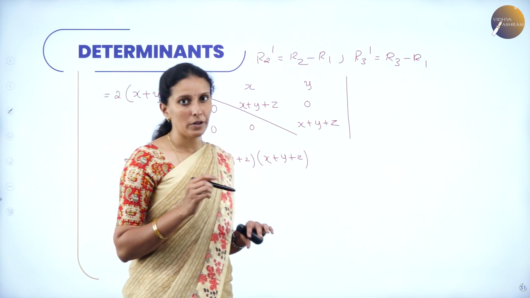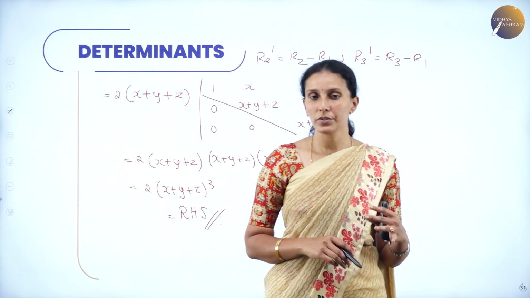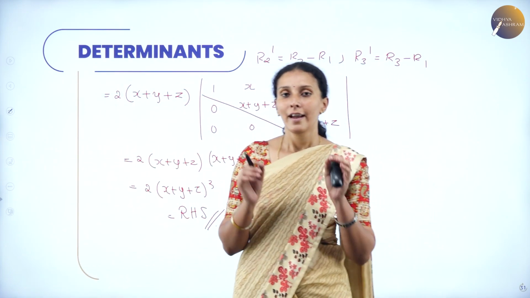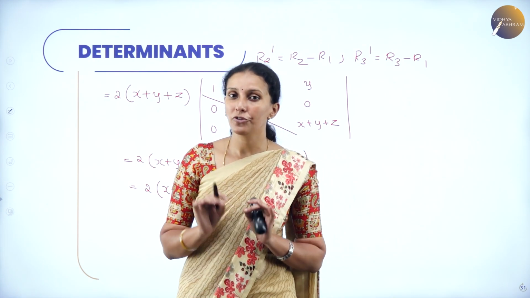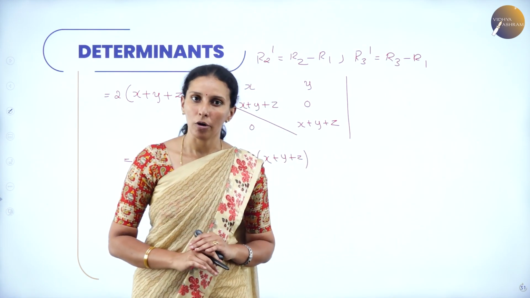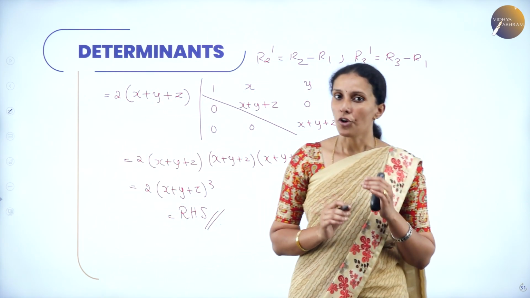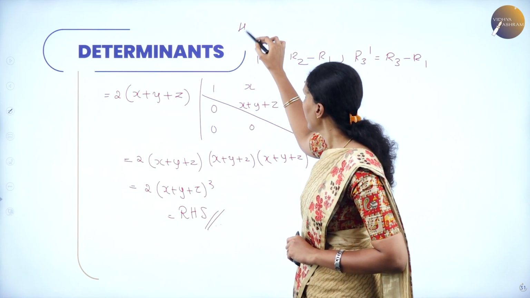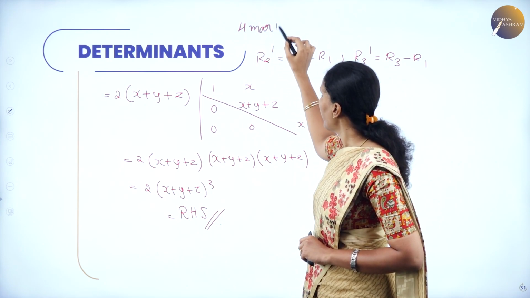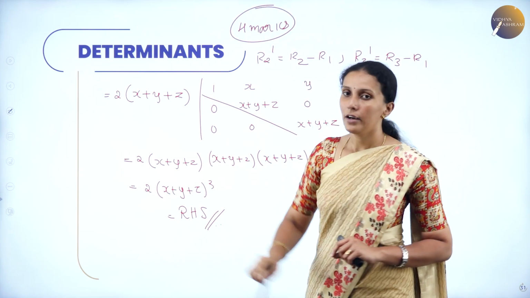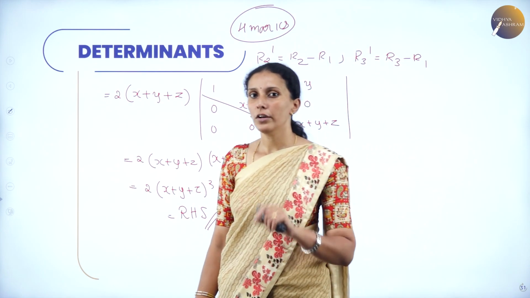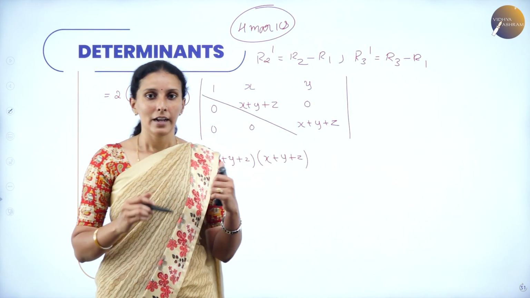So this is how we will prove the value of the determinant using some of the properties of determinant and with the help of elementary row or column operations. So this is an important topic for 4-mark question. So they may ask you to expand determinant with the help of the properties of determinant and this is how we can do.